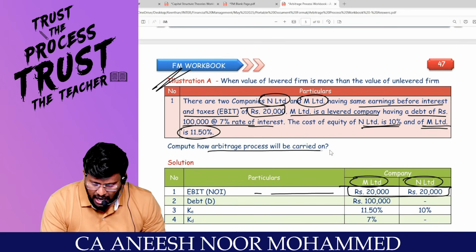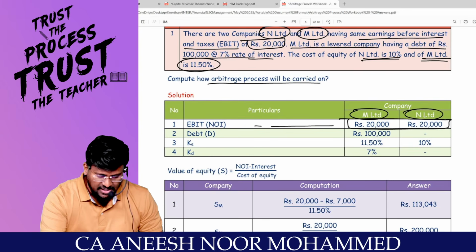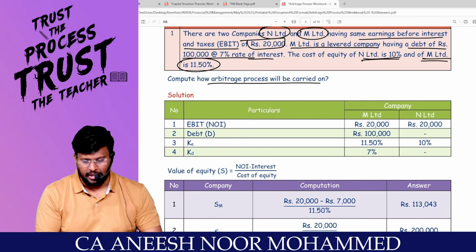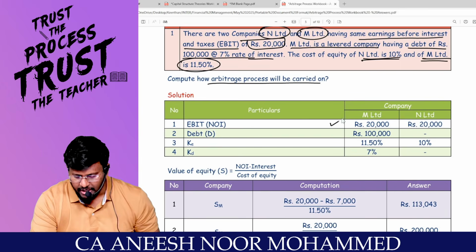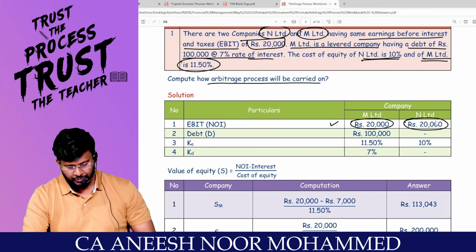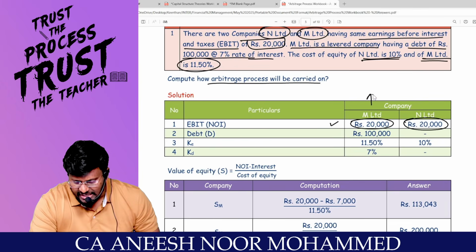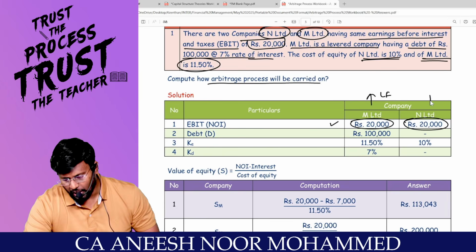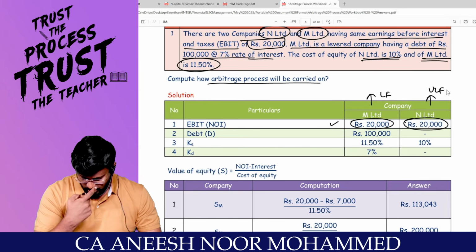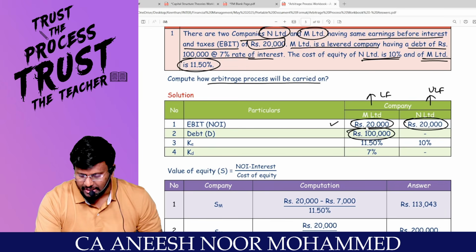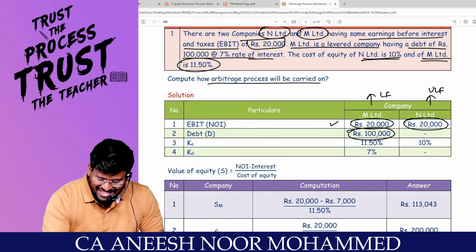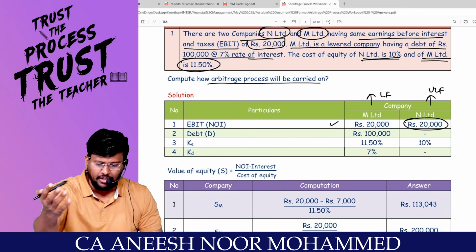Compute how the arbitrage process will be carried out. Understand very clearly; you have to answer me. You have to shout along with me. What is the EBIT of M Limited? 20,000. EBIT of N Limited? 20,000. M Limited is a levered firm, my dear lovable students, with debt of how much? 1 lakh. What is the Ke of M Limited given in the question?